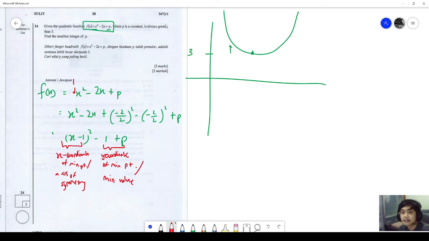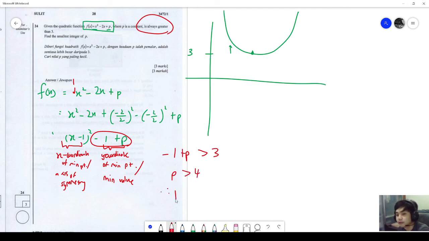So in this case, it is always greater than 3. So we are referring to this one here, where negative 1 plus p must be bigger than 3. Therefore, p is greater than 4. Therefore, the smallest value for p is 5 in this case.